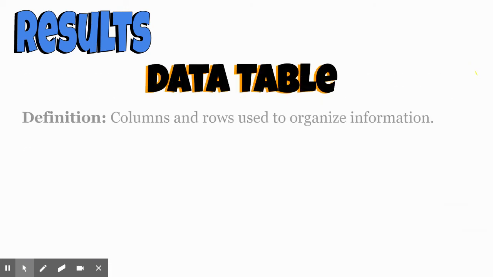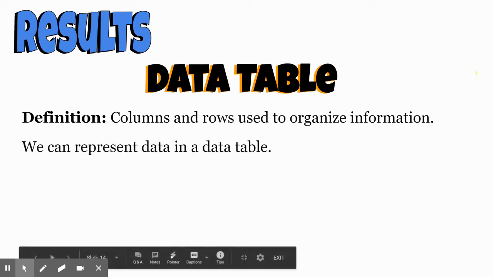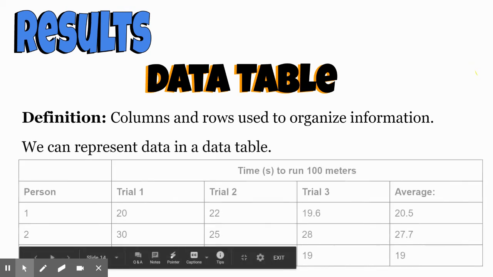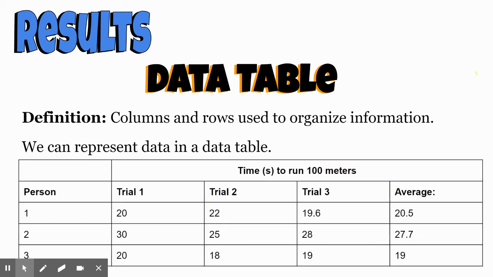So the first thing we talked about there was a data table. And what a data table really is, is just a column and row system used to organize information. We can represent a lot of data in a data table. So we can show which person did the experiment, how many times they did it, their average. We can look at all this data and we can get a lot of information about the experiment that happened.